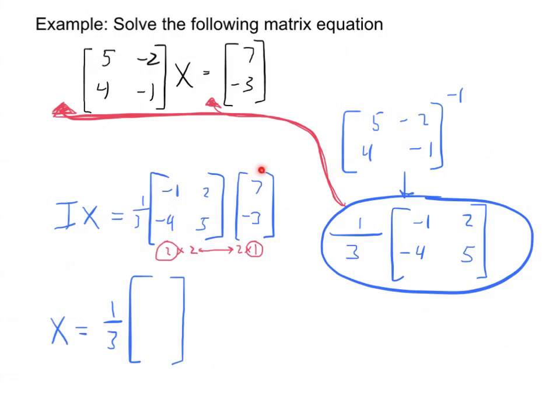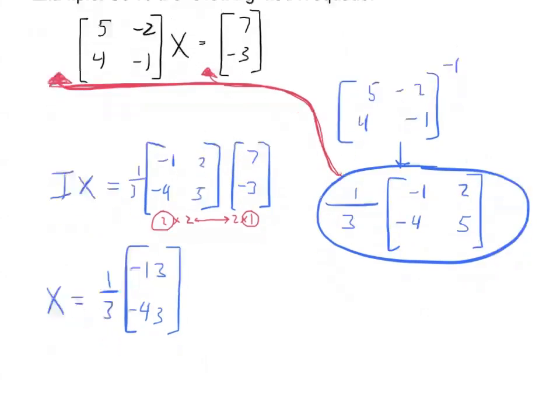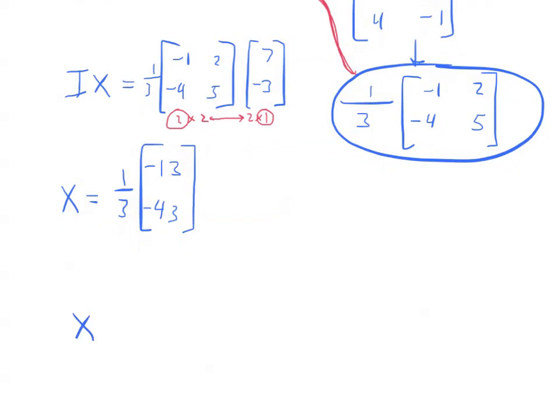Row times column, that's -7, and another -6, so that's -13. And then second row and column, this is -28, this is -15, so that makes -43. Is that right? 28, 15, yeah, 43. Cool, and so yay, we're basically done. That means x is, the answer matrix is -13/3, -43/3. And there it is.